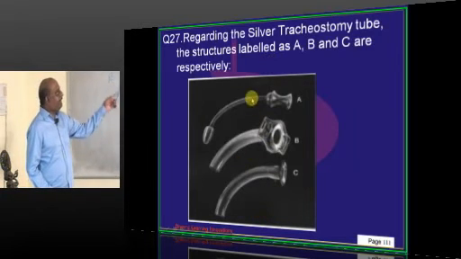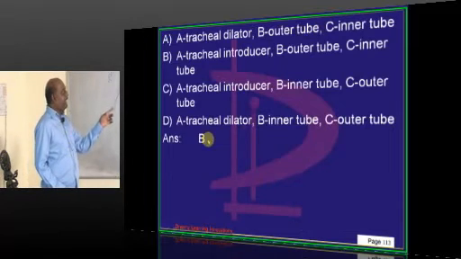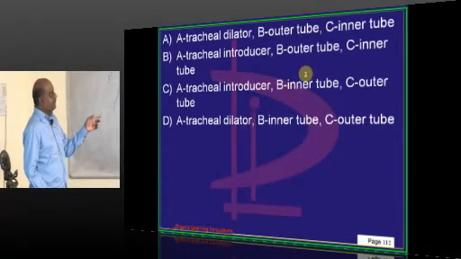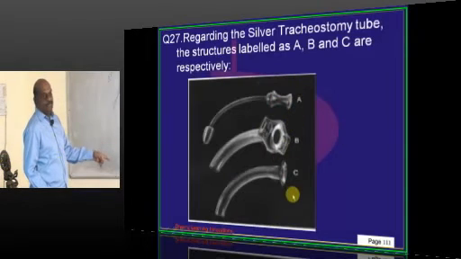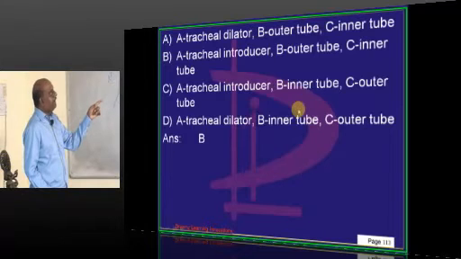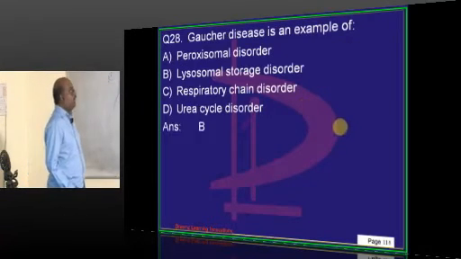So basically, what do you have in a tracheostomy tube? In ABC, what are they? So A is the tracheal introducer, B is the outer tube, and C is the inner tube, out of the three tubes. Outer tube, inner tube, and you have got the tracheal introducer, is what you have to appreciate.